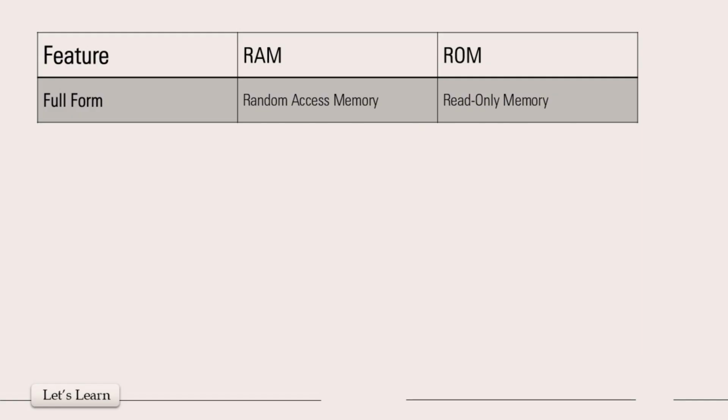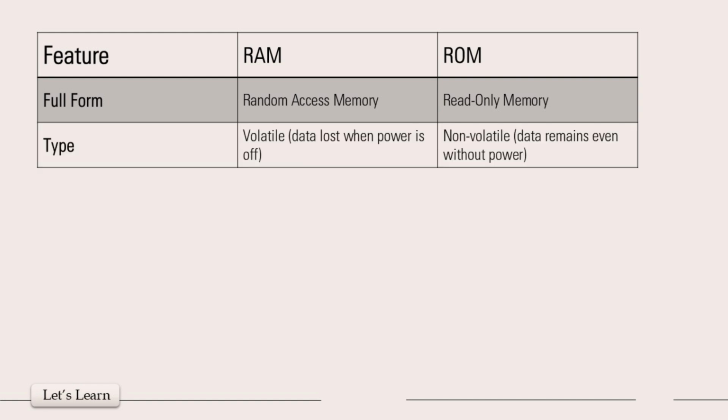The first thing we need to understand is the full form of RAM and ROM. RAM stands for Random Access Memory. ROM stands for Read-Only Memory. Let's discuss the second point, the type of memory.